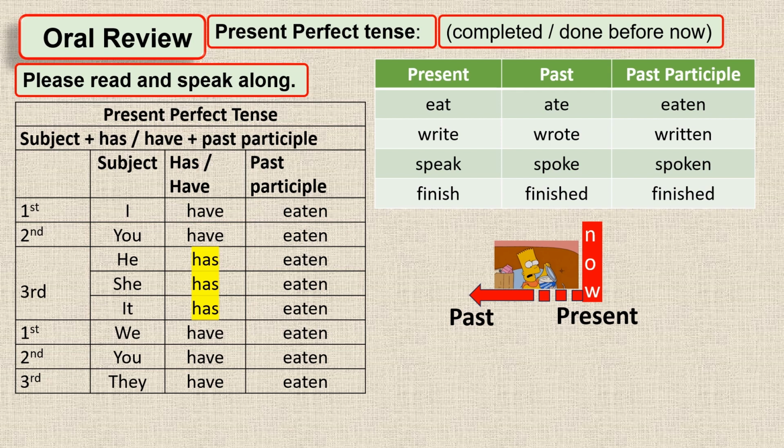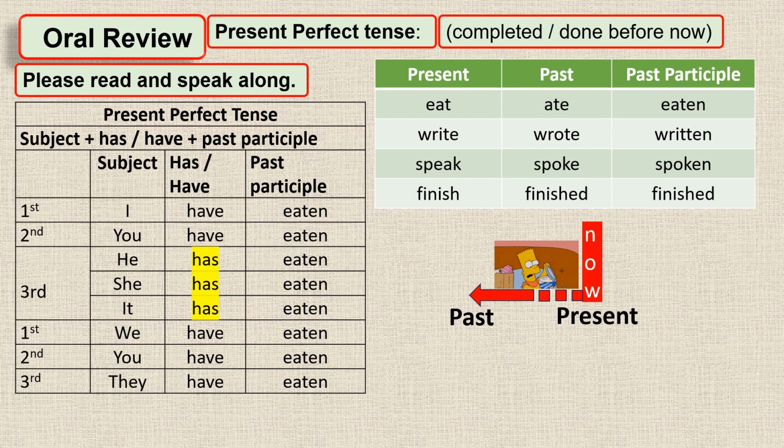So if it is a singular subject excluding you or I, it is has. The teacher has eaten, the boy has eaten, the girl has eaten, mom has eaten, dad has eaten. Any of those, they go with he, she, it. Or even the dog has eaten, because it goes for non-human things.